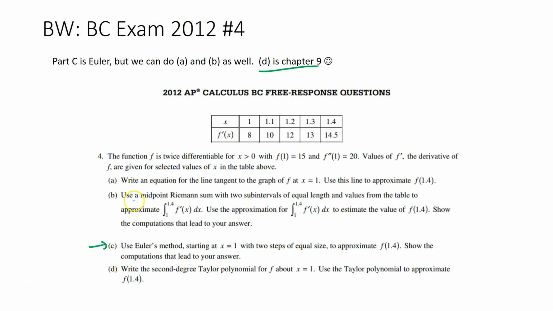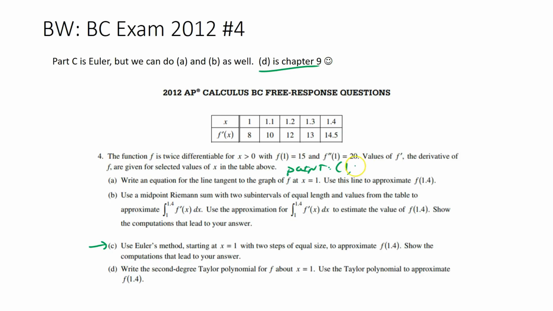So for A, they ask us to write an equation for the line tangent to the graph at x equals 1. So for that, we need a point and a slope. Well, our point, we know the x-coordinate is 1. This table gives us the derivatives. It doesn't give us the y-coordinate, so they must give us some other information because they never ask us a question that we can't do. So let's see what they tell us in the top here, the part that you guys never read, right, that you should. Okay, function f is twice differentiable.